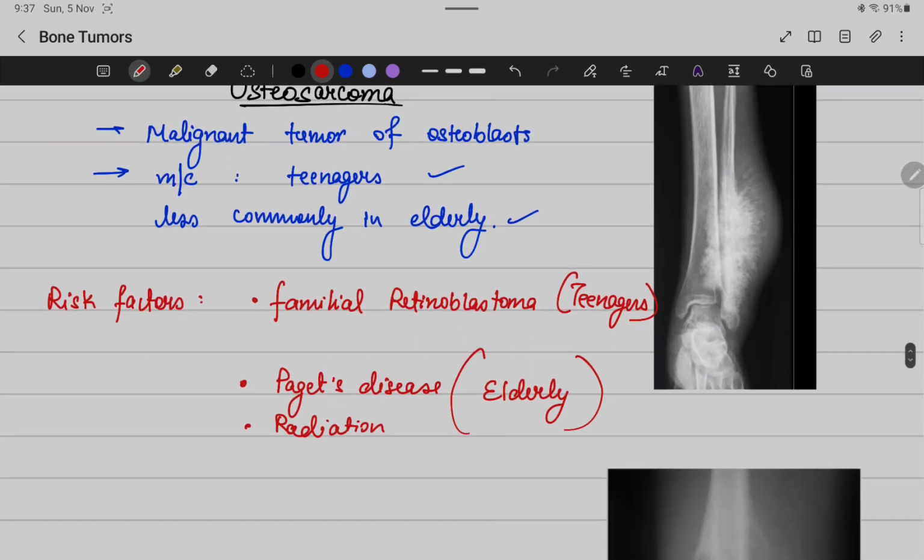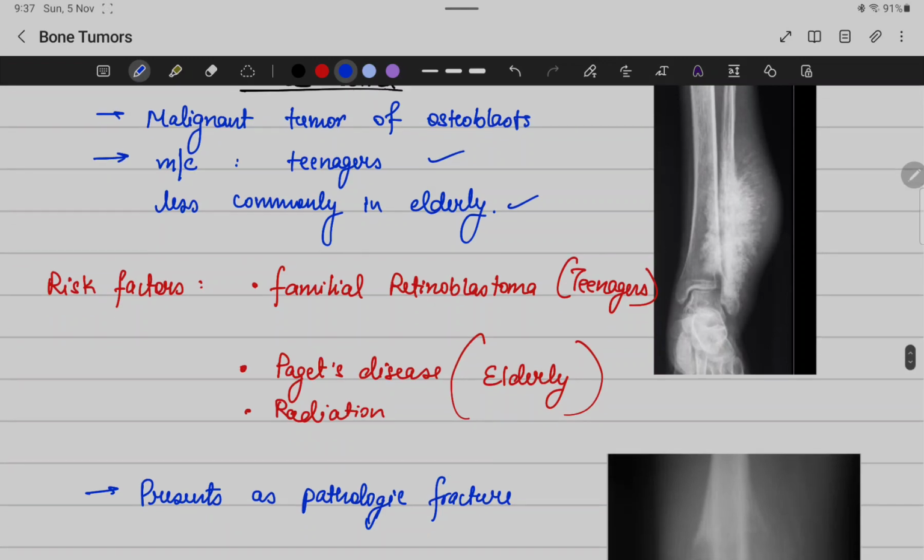Okay. Now, how does this tumor present? It presents as pathologic fracture. There is increased tendency of the bone to break. I'll tell you why. It presents as pathologic fracture, bone pain, and swelling. Now, why is there tendency of the bone to break easily? The process of bone formation is by your osteoblast.